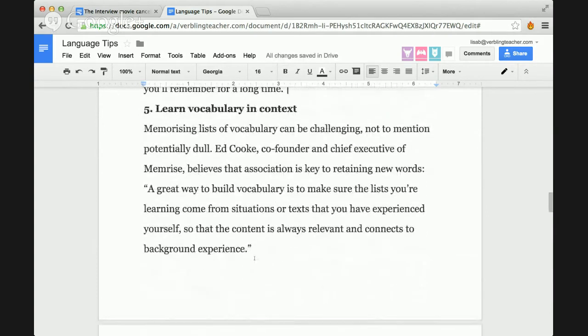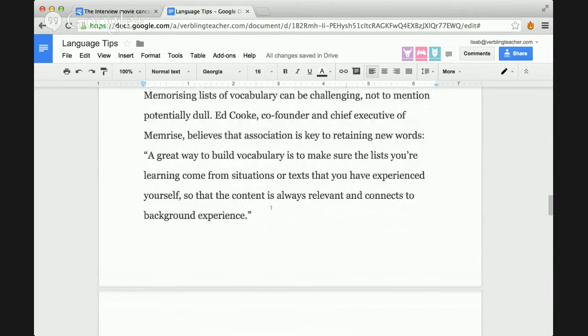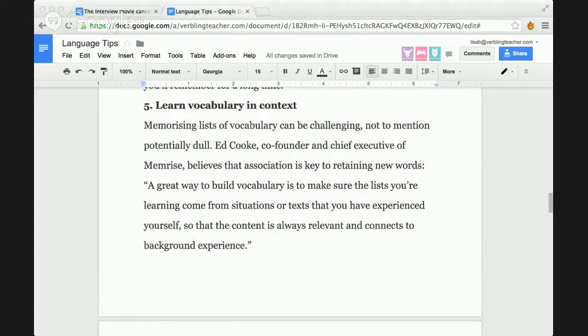Number 5, learn vocabulary in context. Memorizing lists of vocabulary can be challenging, not to mention potentially dull. Ed Cook, co-founder and chief executive of Memrise, believes that association is key to retaining new words. A great way to build vocabulary is to make sure the lists you're learning come from situations or texts that you have experienced yourself, so that the content is always relevant and connects to background experience.